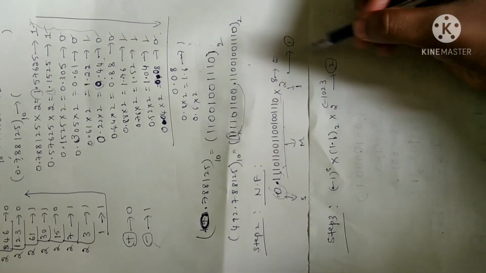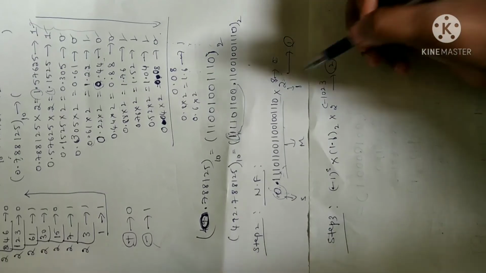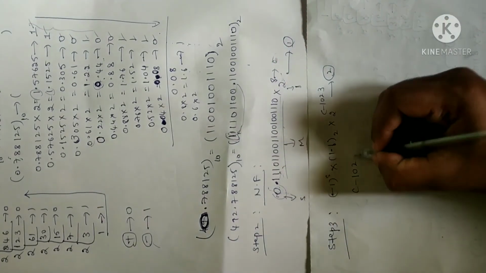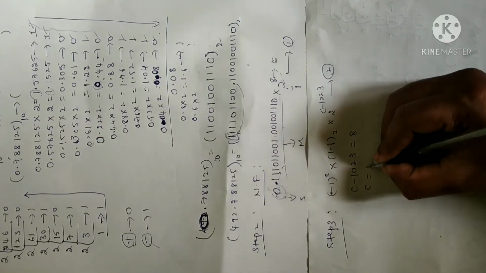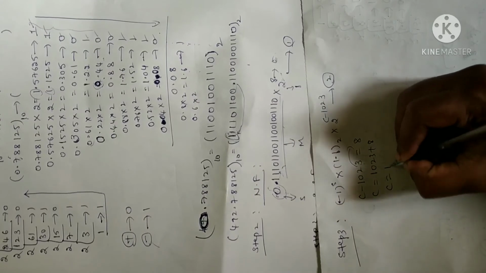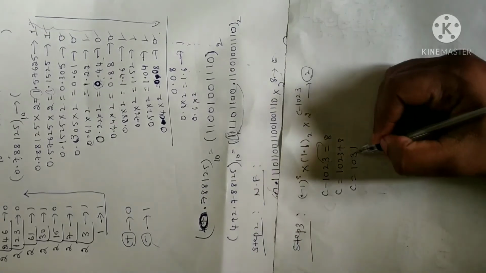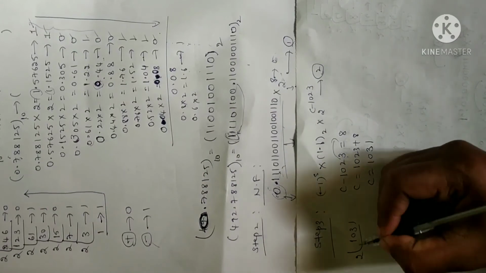So compare powers of 2 in both the equations. By that I can write c - 1023 = 8. Now after shifting you will get 1023 + 8. Fine, so c will be 1031. Now it is in decimal format. We have to convert it in terms of binary. So let me convert it in terms of binary.